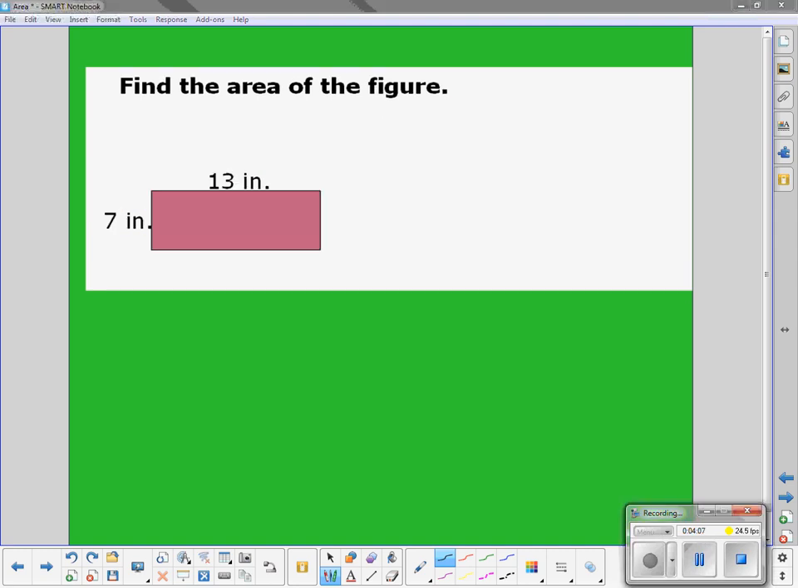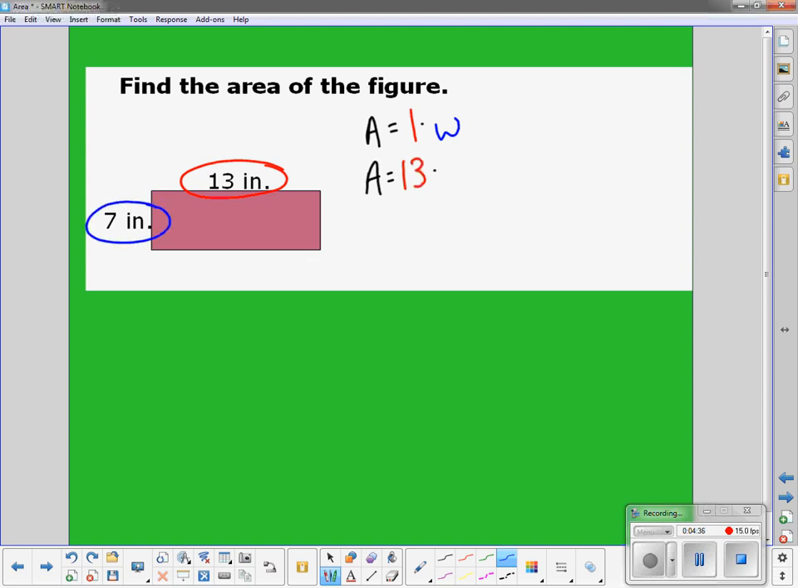Let's do another example of area of a rectangle. Again, we're going to use our formula. Area equals length times width, and in this case, my length is 13. So as I rewrite my formula, now plugging in the information that I see, I will multiply 13 times my width, which is 7, and now I will multiply 13 times 7, which gives me 91. And we're talking about inches, so it's 91 square inches.